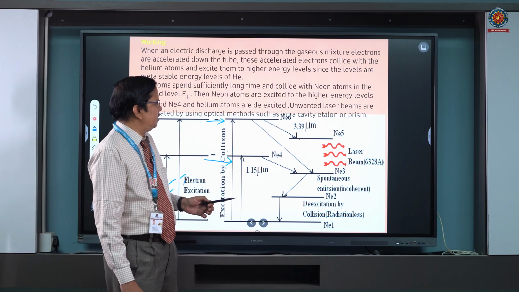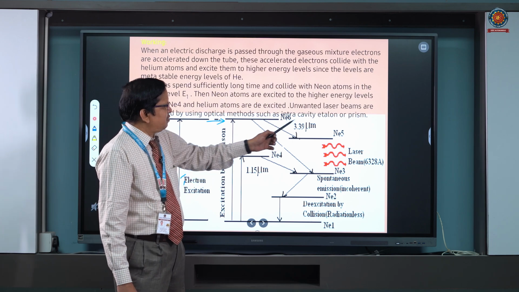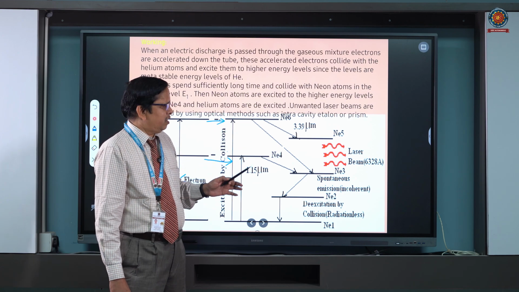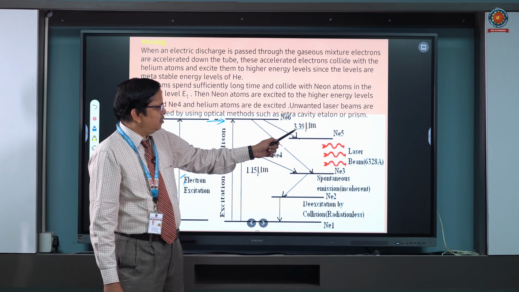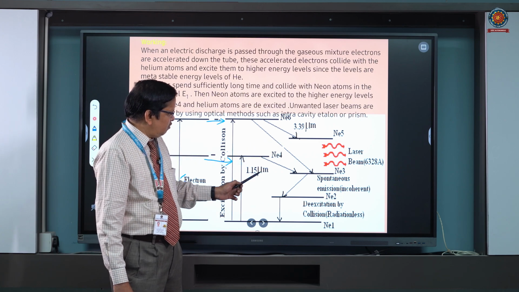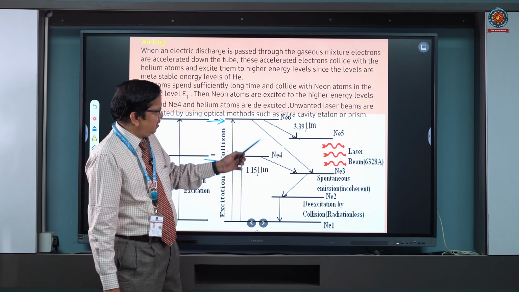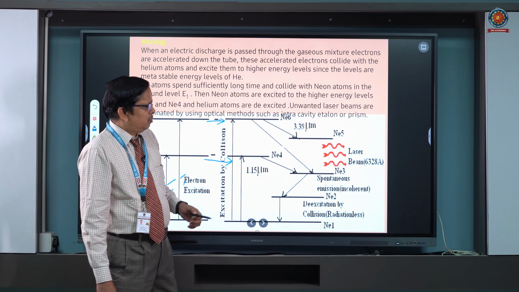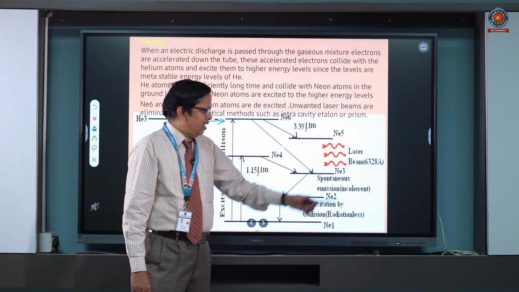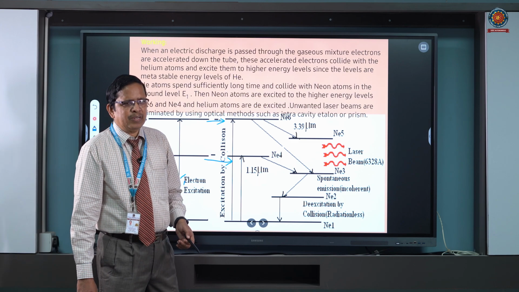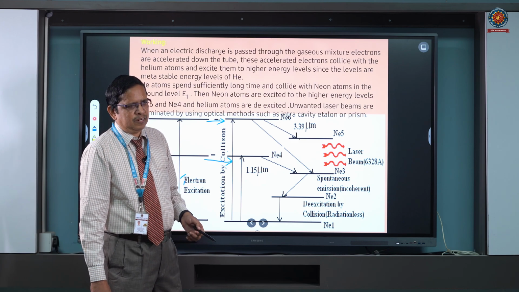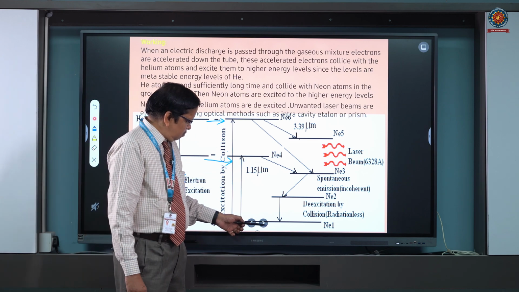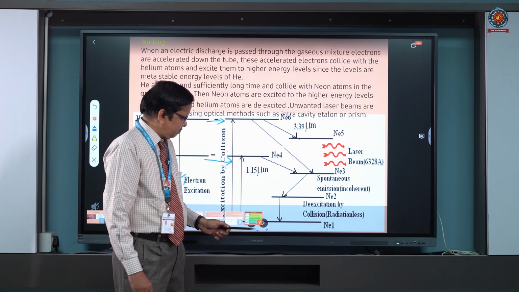We can remove the wavelengths 3.39 micrometers and 1.15 micrometers using some optical methods. The optical methods include an intracavity etalon or a prism. So these optical methods we can use to eliminate the wavelengths 3.39 micrometers and 1.15 micrometers. Finally, we get only one wavelength from the laser beam, and that wavelength is 6328 angstroms. So in this manner, we can explain the working of the helium neon laser with the help of this energy level diagram. Now we look at the applications of this laser.